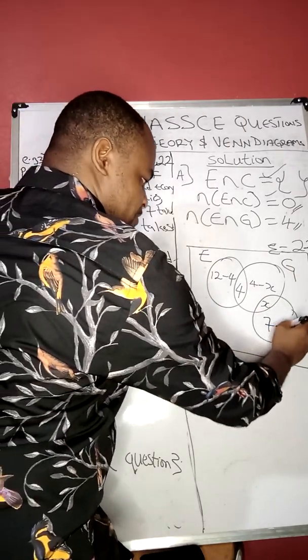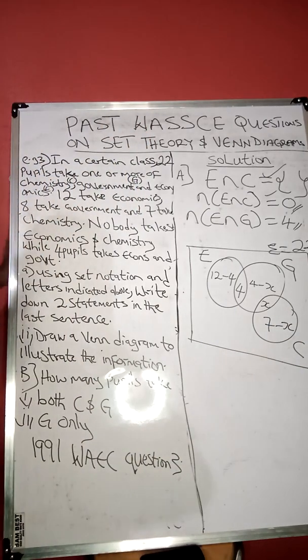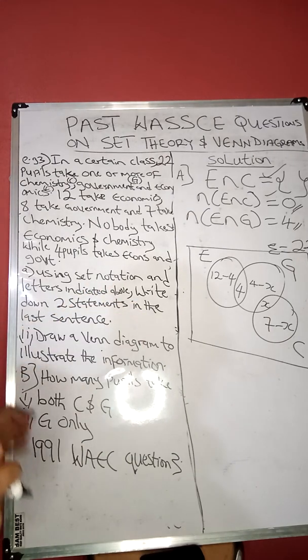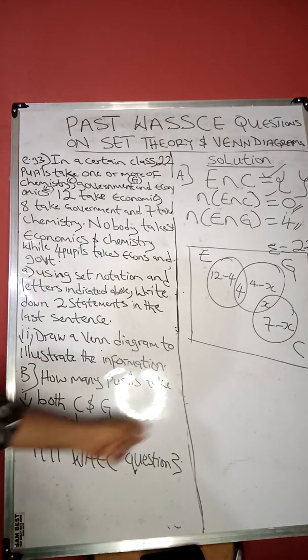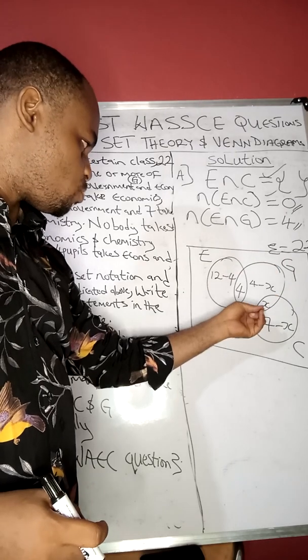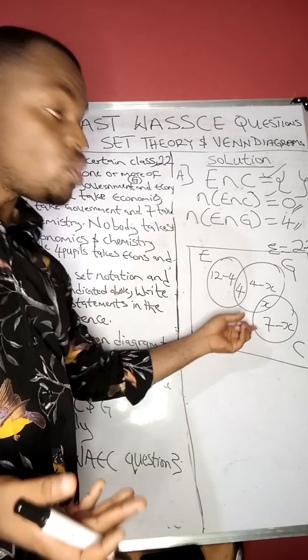So I'll be having here 7 minus what? X. Alright. Is there any other information we are leaving out? It says draw a Venn diagram. Okay, how many pupils take both chemistry and government? Both chemistry and government is what? X here, which we are going to look for.